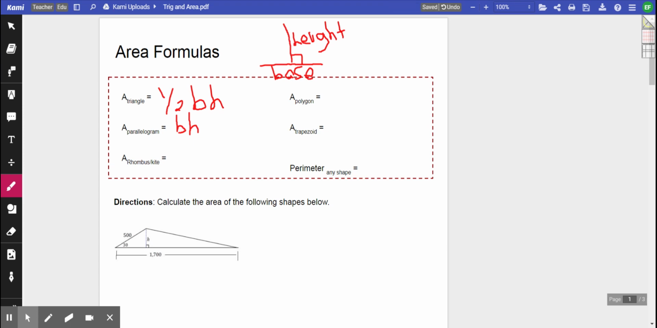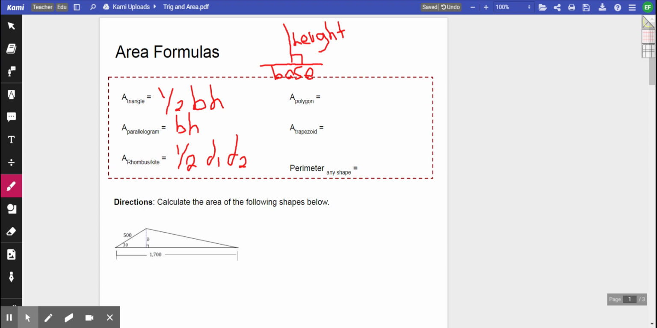A rhombus or a kite. Again, we'll go through the differences in those later. But right now, the formula for a rhombus or a kite, in order to find the area, is 1/2 of the diagonals multiplied together. So 1/2 D1 times D2. We'll go through it when we do an example down below, but see what the diagonals of a rhombus and the diagonals of a kite look like.